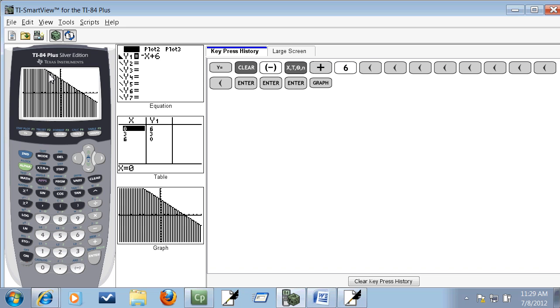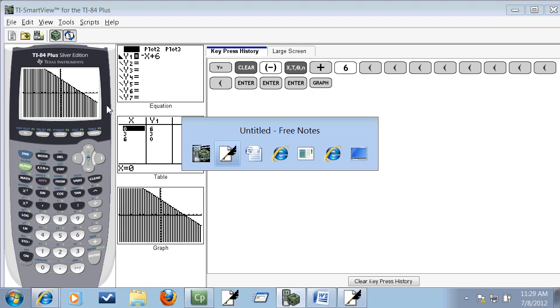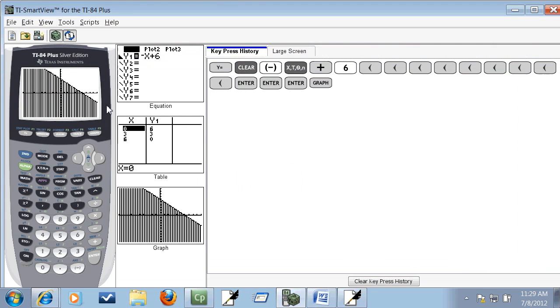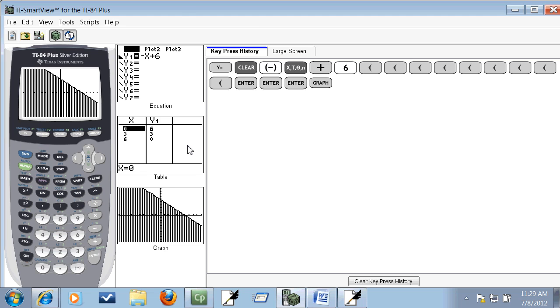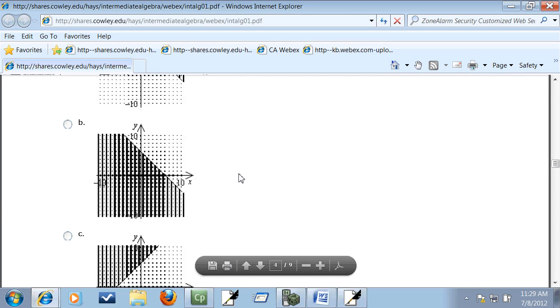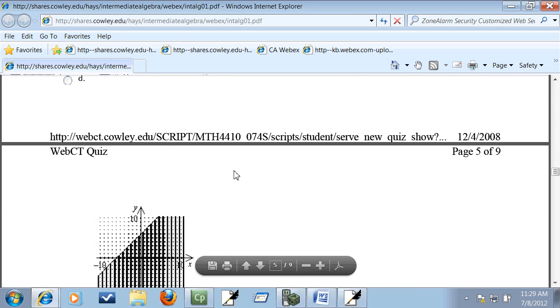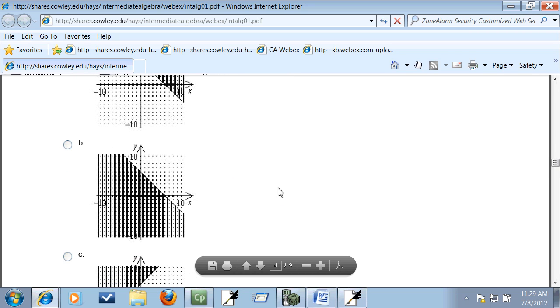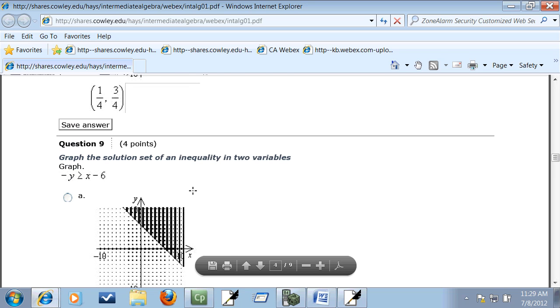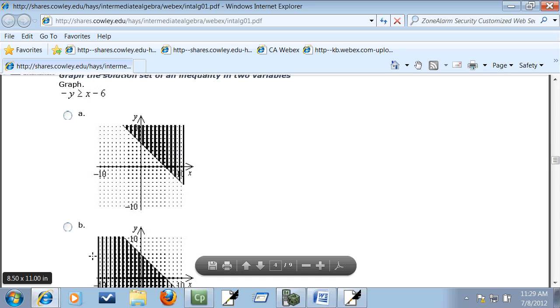Now, the one thing the calculator does not tell you is whether this line separates a shaded region from the non-shaded region, whether it's solid or dotted. That's why you still have to use that part. Looks like B. B is our answer on that. So let's go check that. Whatever this problem was, 9. 9B.